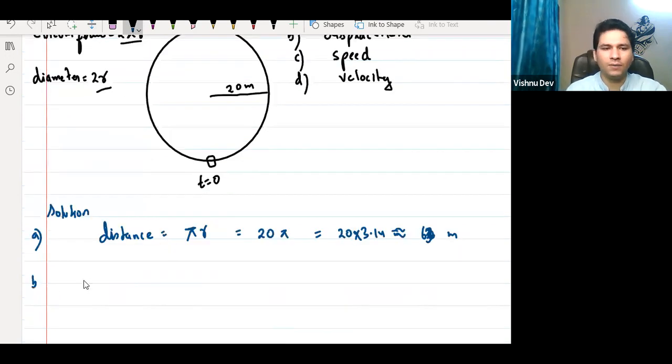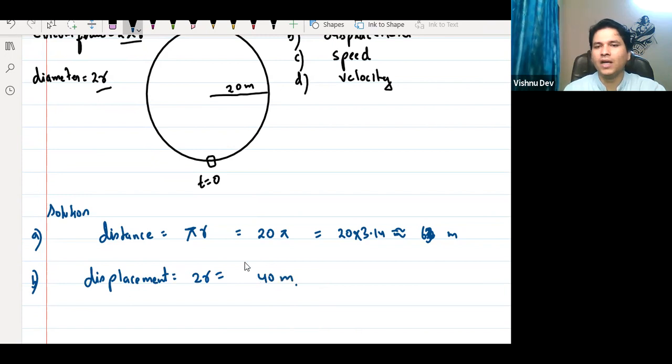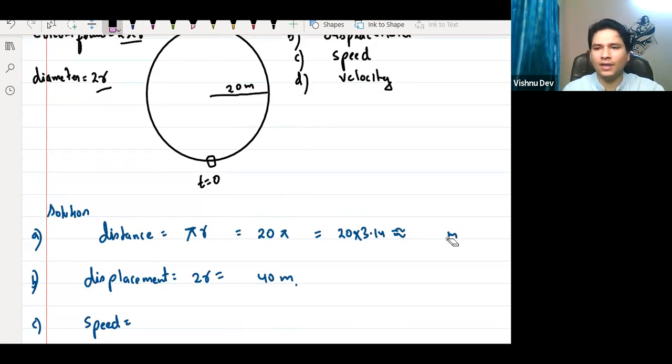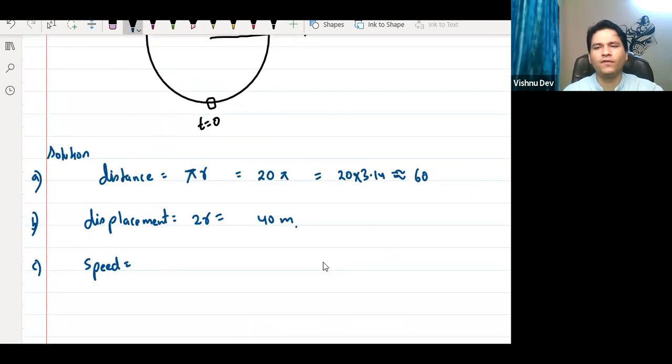Now B, very good, displacement is 2r, which is 40 meter, correct. Now tell me, what is the speed? Speed is equal to what? So I'll consider it as 60 only. I'll just take approximately and calculate with 60 only, for simpler calculation. Tell me, what would be the speed?